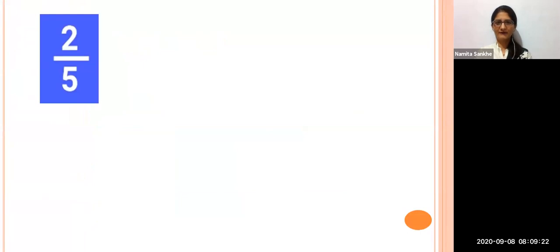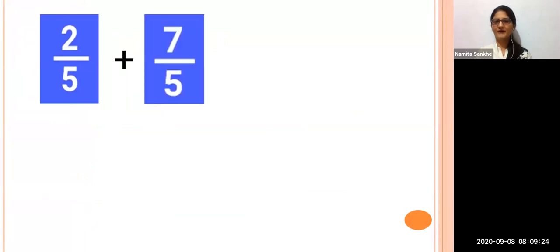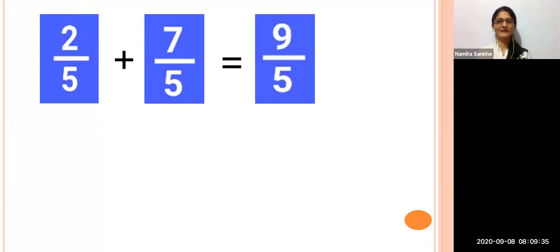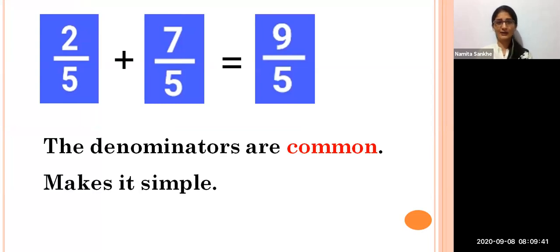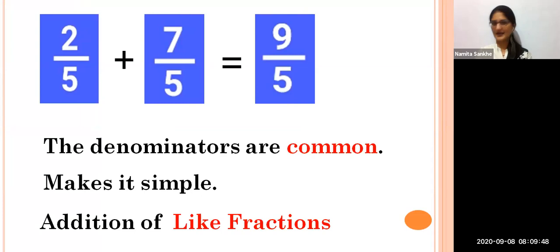2 upon 5 plus 7 upon 5 is equal to? Yes, children? 9 upon 5. Come again? 9 upon 5. Yes, 9 upon 5. Very good. So here, the denominators are common, right? So it makes it very easy to calculate the fraction, right? Because the denominators are common. So this is nothing but the addition of like fractions.